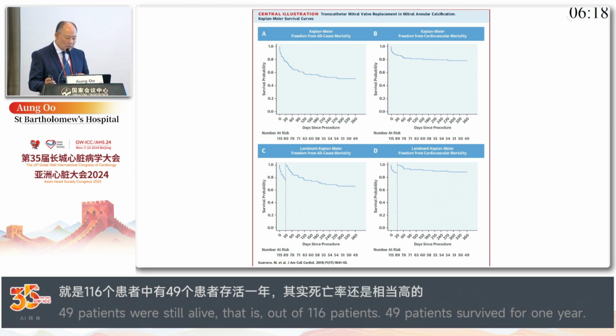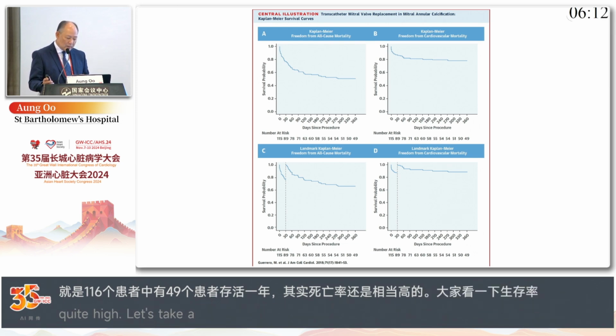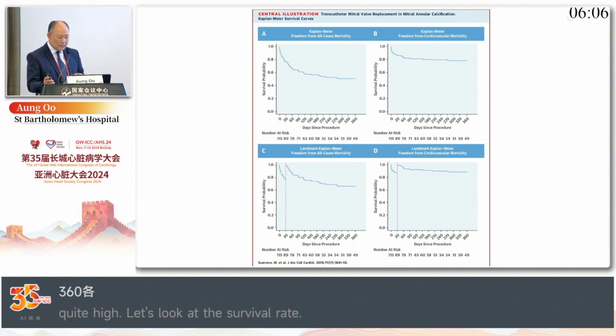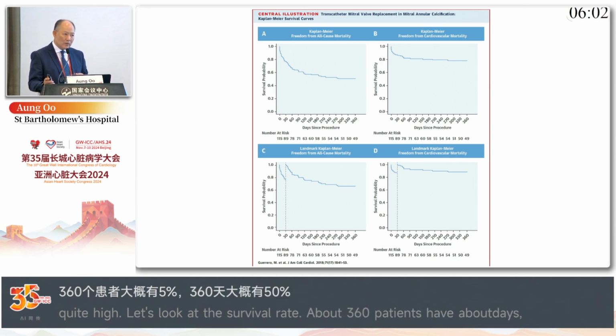And if you look at survival, survival at 360 days is about 50%. So this is a condition that, whichever way we have been trying over a period of time, has not had the greatest results.